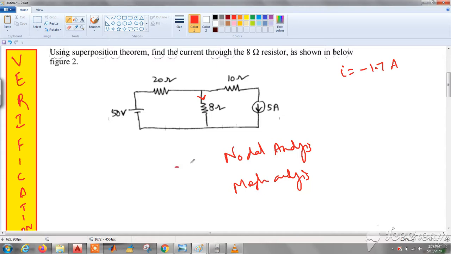So you can use nodal analysis, or you can use mesh analysis and verify your answer, or you can use any other method also. You can use Thevenin's theorem, you can use Norton's theorem. Many methods are there for verification. Now let us use nodal analysis to verify our result.